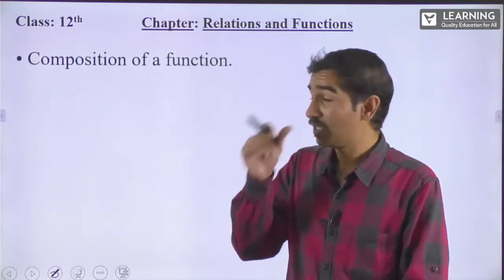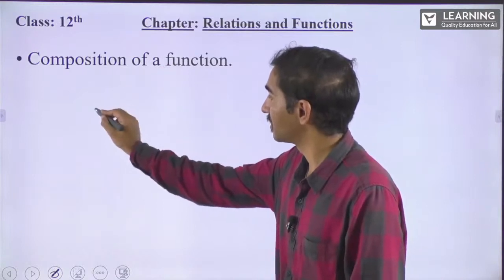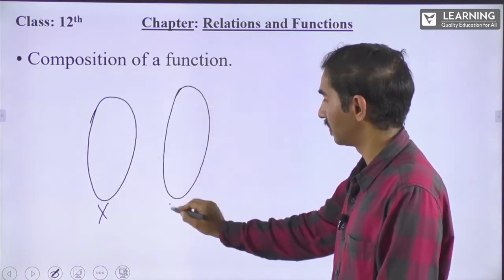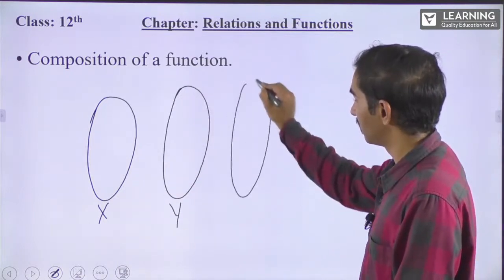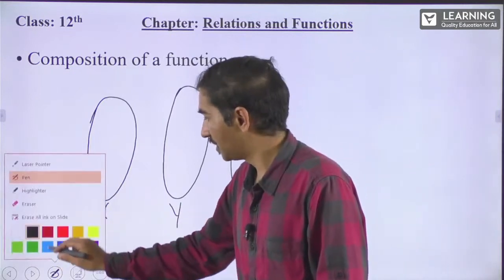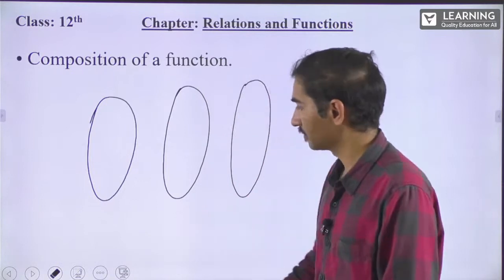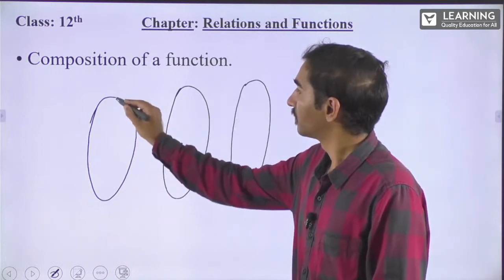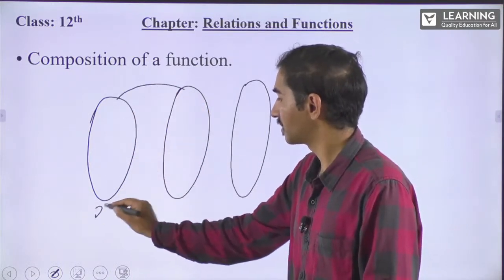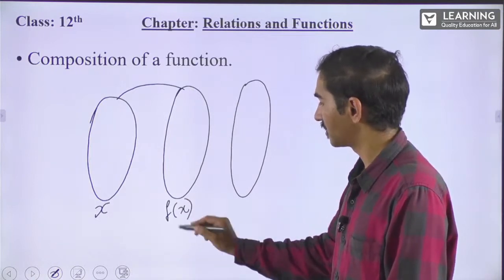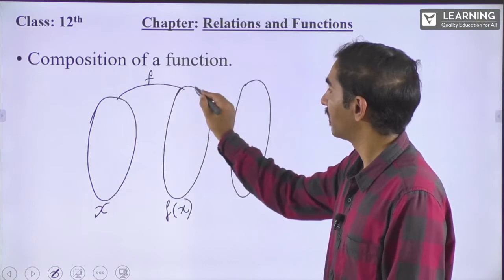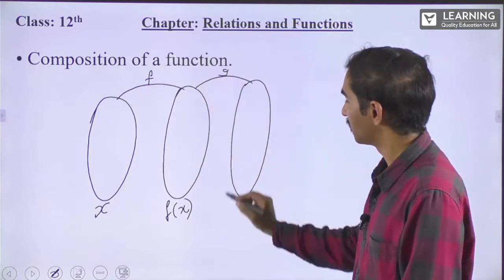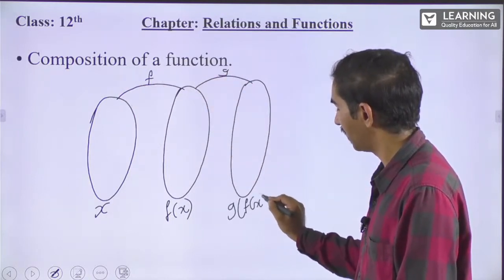Composition of a function. To understand this, we'll take x, y, or else we'll take f, g and h. That would be better. So from here till here, this is x. This will be f of x, because here we have f, and from here to here we'll have g. Similarly, this will become g of f of x.